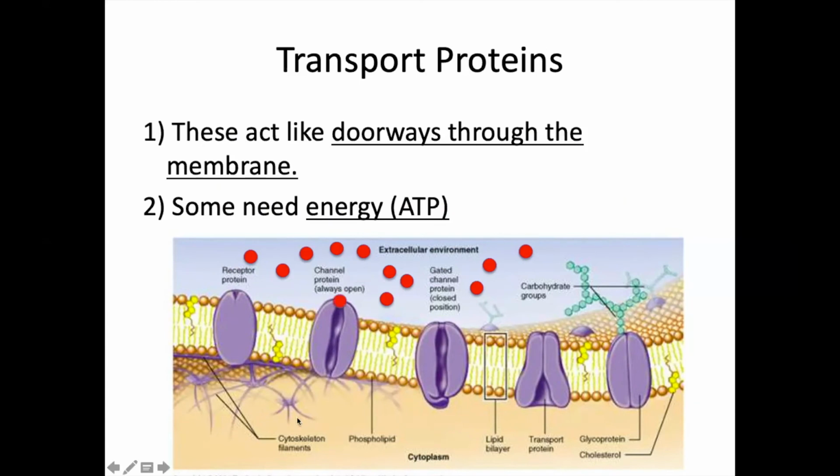Sometimes they require energy, sometimes they don't. This one does not require any energy. The door is just open. So these particles are just going to move in on their own. Your body used no energy. Sometimes the door is shut and you're going to have to use your own energy to open up the door. And we'll talk about why later.